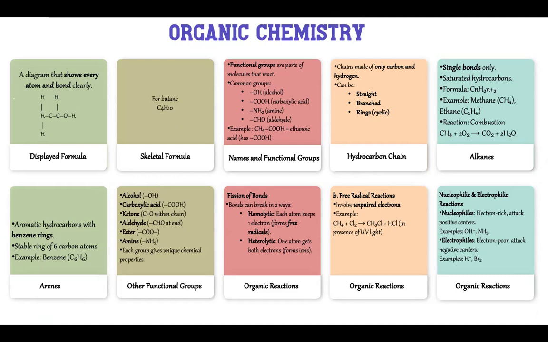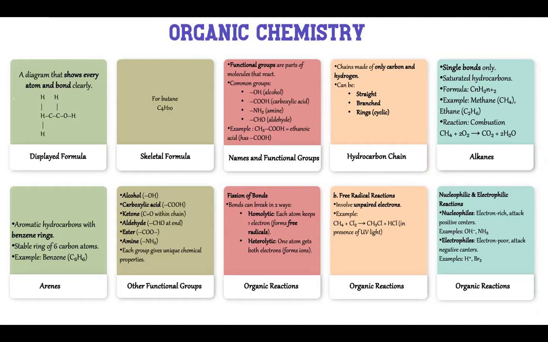in organic chemistry, functional groups are parts of the molecule that react. And common groups in organic chemistry are OH representing alcohol, COOH referred to as carboxylic acid, NH2 is amine, CHO is aldehyde. Example, we have ethanoic acid, CH3COOH, where ethanoic acid has COOH.